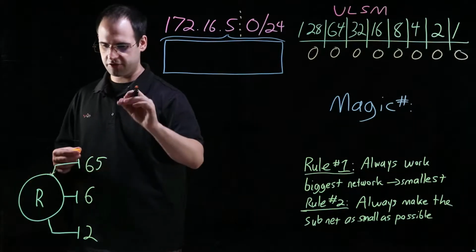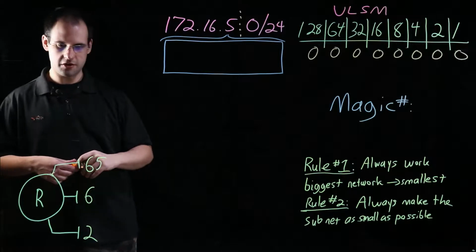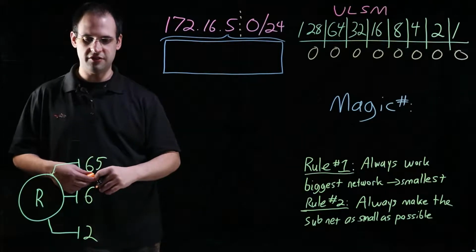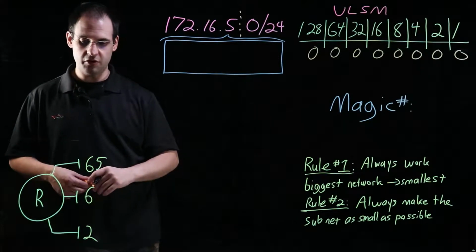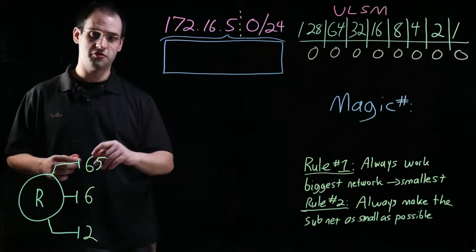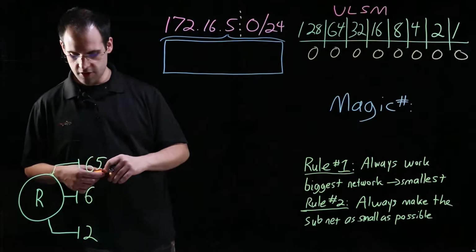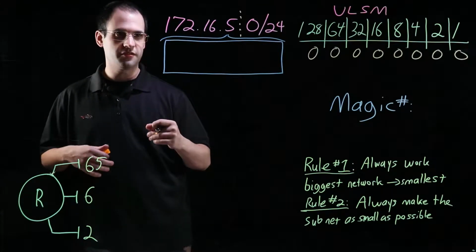All right. And in this case, my boss is a jerk today, and he's given us this range, and he says he needs a network of 65 hosts, 6 hosts, and 2 hosts. I don't know what's going on there, but a 2-host network as well. Okay, so let's get started.